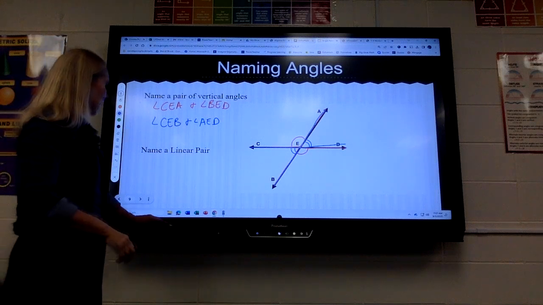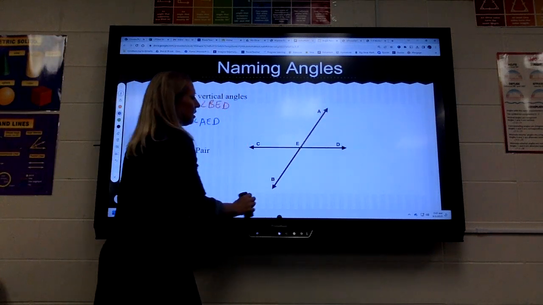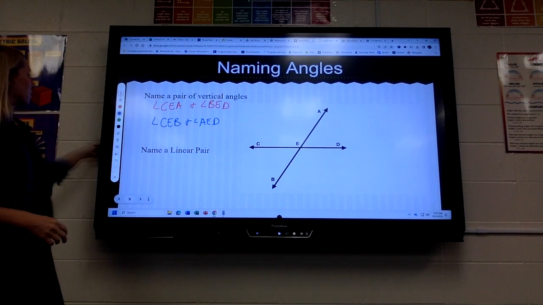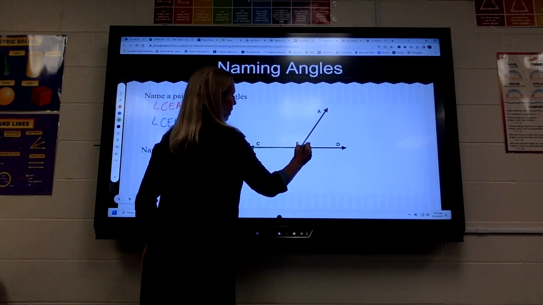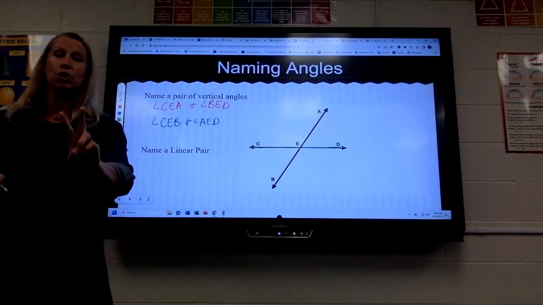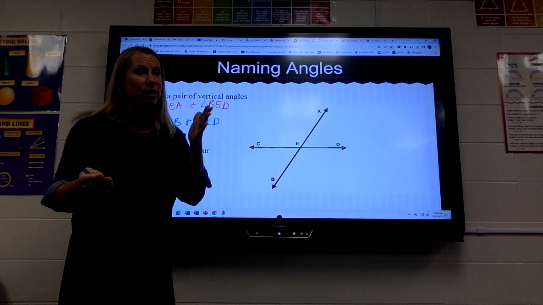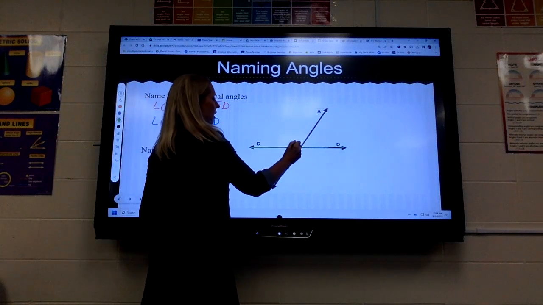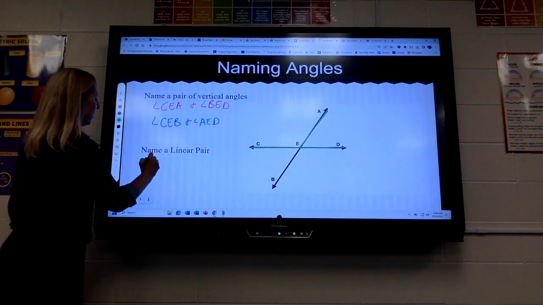Okay, let's name a linear pair. So let me erase this. A linear pair has to form a straight line. So I look for a straight line, but it's two angles that create that straight line, and they're adjacent, so they share a side. So CEA and AED would be a linear pair.